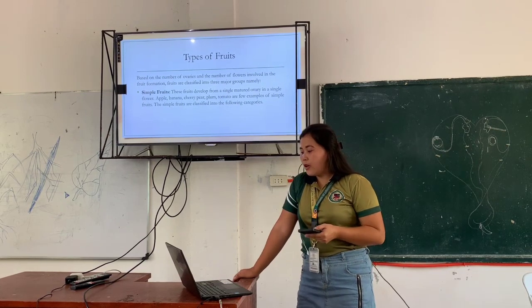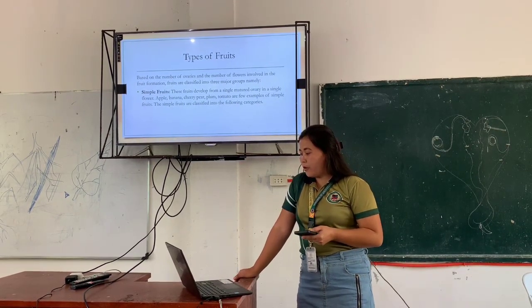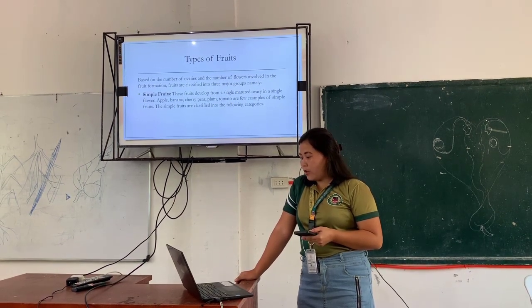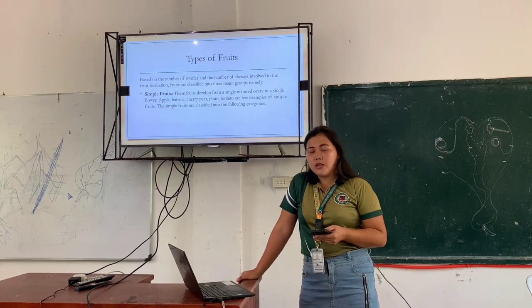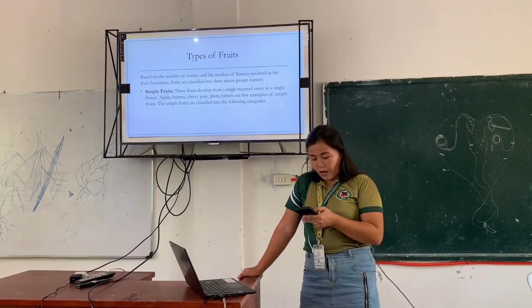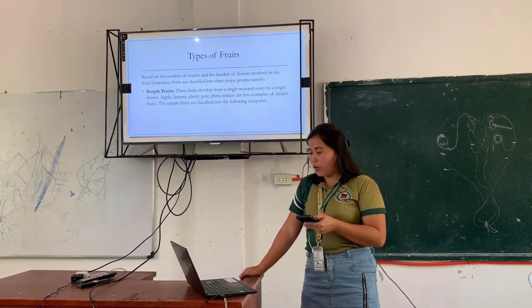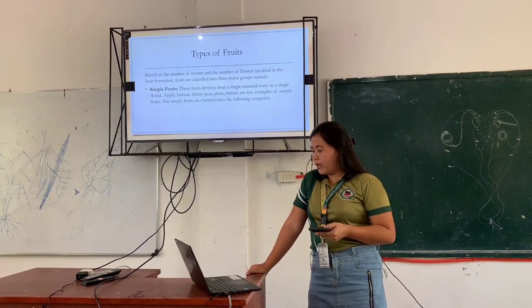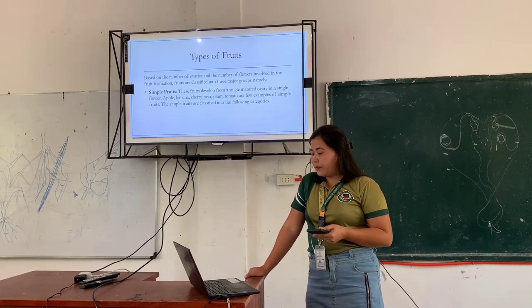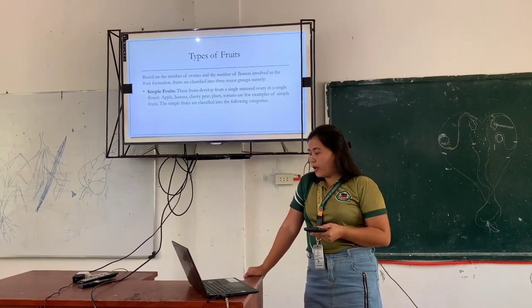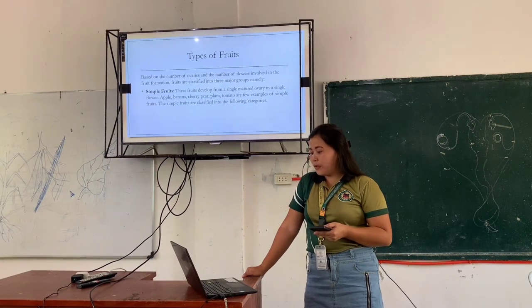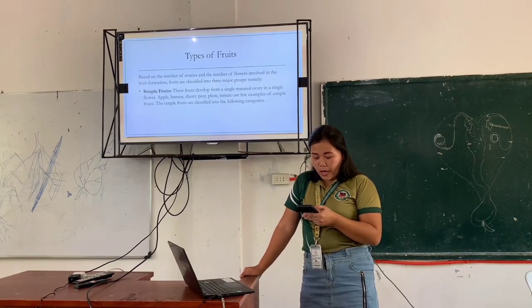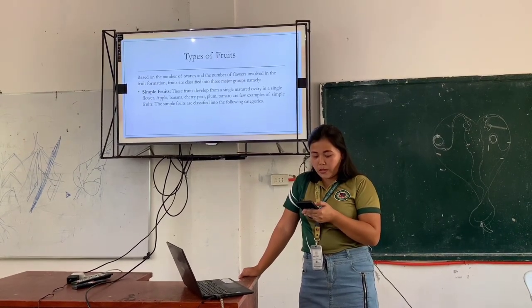Then types of fruits. Based on the number of ovaries and the number of flowers involved in the fruit formation, fruits are classified into 3 major groups, namely simple fruits, aggregate fruits, and composite fruits. So, ang simple fruits, these fruits develop from a single matured ovary and a single flower. Apple, banana, cherry, pear, plum, tomato are few examples of simple fruits. The simple fruits are classified into the following categories. So, naa siya 4 categories.